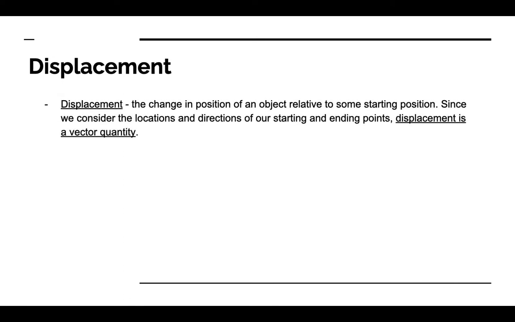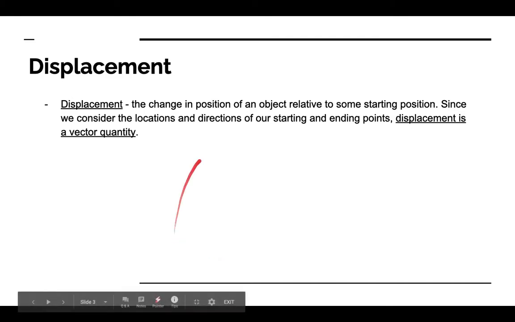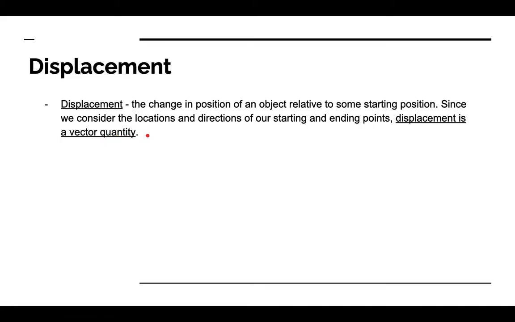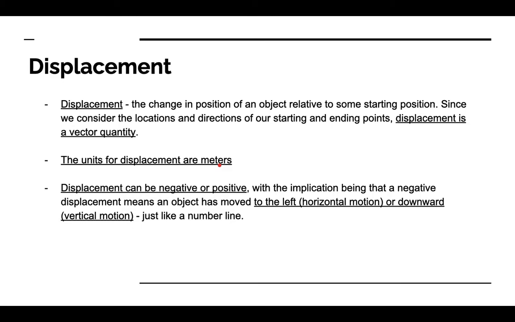So displacement is the change in position of an object relative to some starting position. Since we consider locations, directions, or starting and endpoints, displacement is a vector quantity. And yes, I know I just said this, but since it's so important, it's worth repeating. The units for displacement are meters. Since we're measuring the change of our position, that means we're looking at something in terms of a length, and thus we require the unit of meters. Displacement can be negative or positive, with the implication that a negative displacement means an object moved to the left, say you move west of a location for horizontal motion, or you move downward for vertical motion, just like a number line.